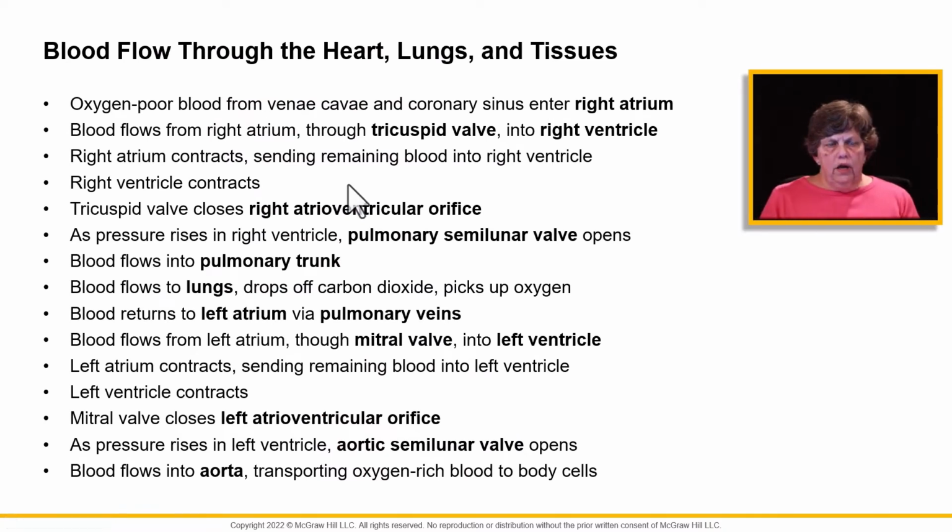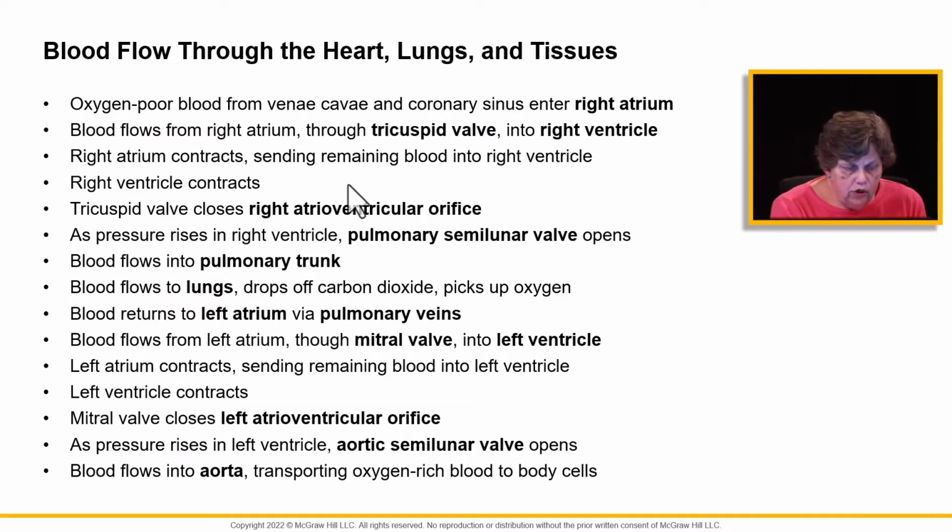All right. So one thing you do have to remember is you have to be able to trace a drop of blood through the heart. You've got to know this track. All right, so let's go through this. Oxygen-poor blood is coming in from the superior and inferior vena cava and the coronary sinus. The coronary sinus is the drain for the coronary vessels of the heart. And that all dumps into the right atrium.